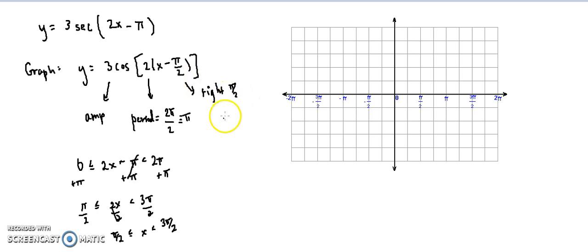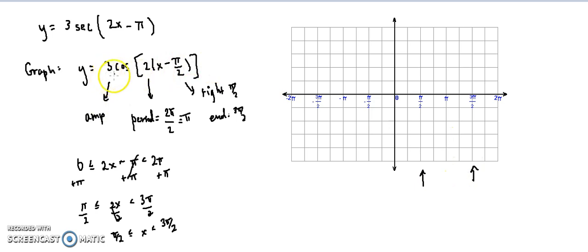You shift to the right by pi over 2, and then when you add pi to that, it would end at 3 pi over 2. So whichever way you prefer to figure out your starting and stopping points, this is what we have. So we're going to start at pi over 2, and we're going to go pi from there. Okay, or you look at pi over 2 to 3 pi over 2. So this is where one period is going to lie. So one cosine picture is going to lie in here.